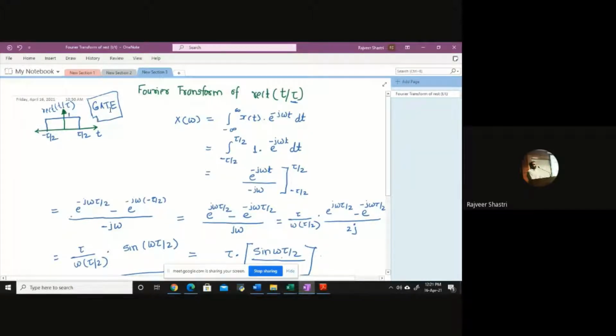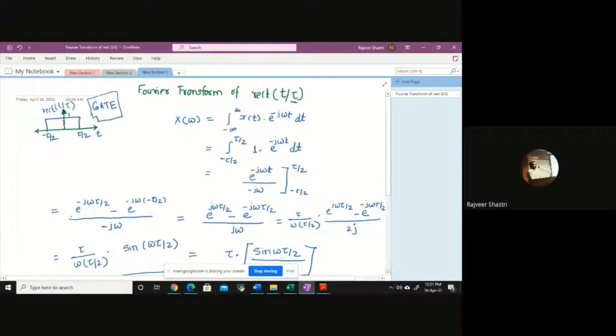The reason is that when this is multiplied with anything, it will only pass the signal that comes within the range tau by 2 to minus tau by 2, because the rest of the amplitude will be 0. So the rest of the signal will be masked, and only this part will be passed, because multiplying by 1 gives the same signal, right? So this is also called a gate function.